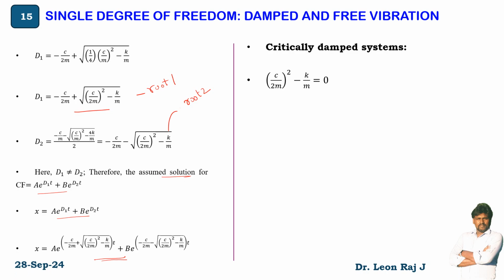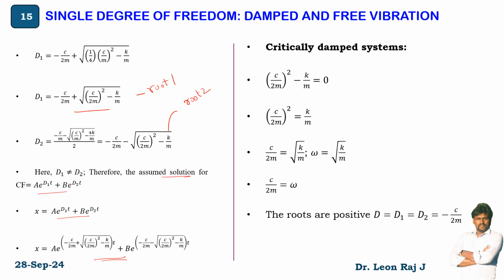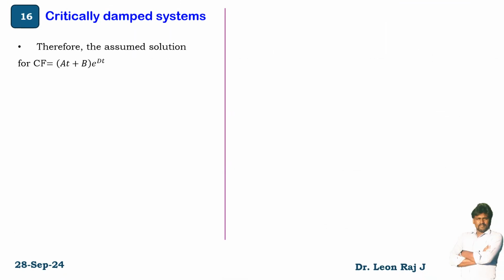When it is a critically damped system, this whole term (c by 2m) whole square minus k by m equals 0. Then (c by 2m) whole square is equal to k by m. C by 2m is equal to square root of k by m. Then omega is equal to square root of k by m. C by 2m equals omega, and this c is nothing but the critically damped c. So the roots d1 and d2 are equal to minus c by 2m. So your response is a plus b t, e power minus c by 2m t, where c by 2m is nothing but c is nothing but ccr.